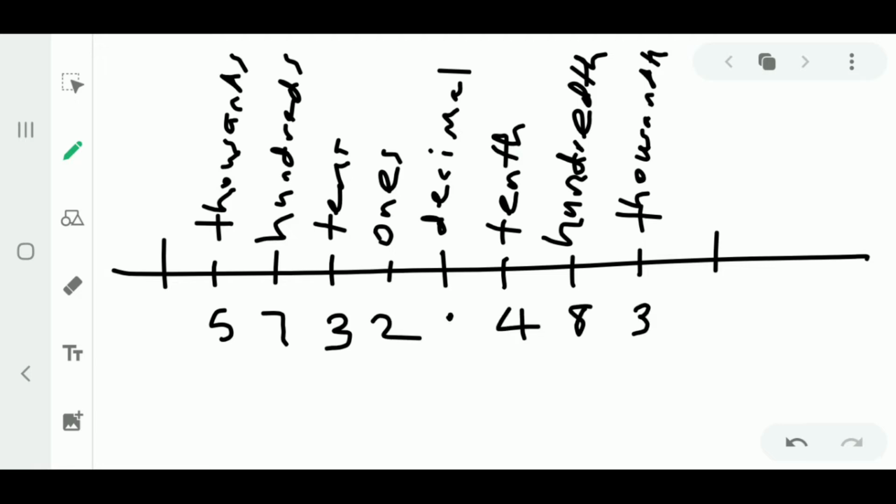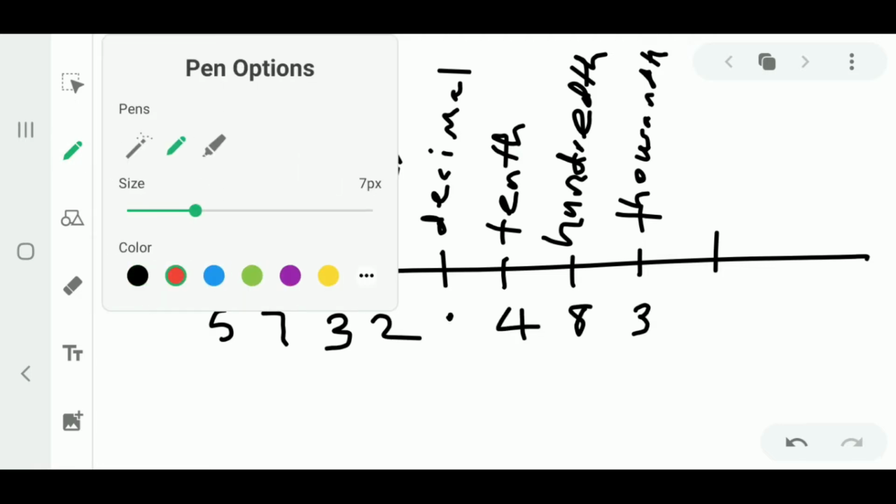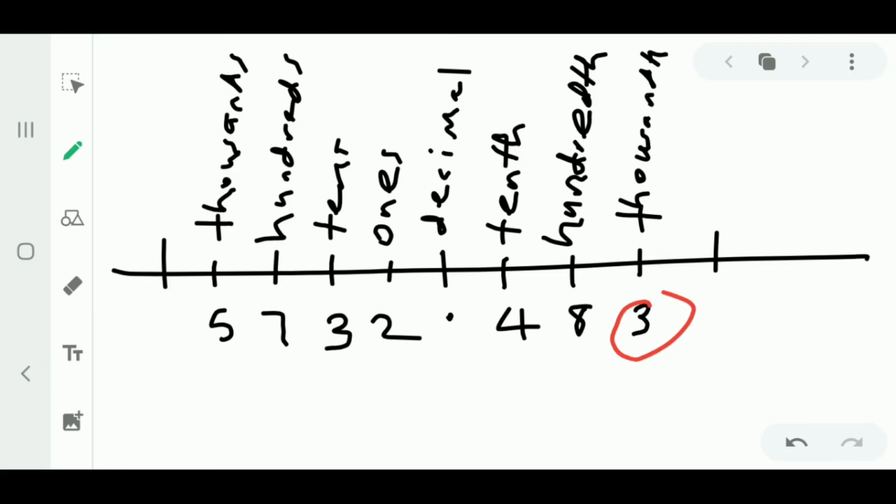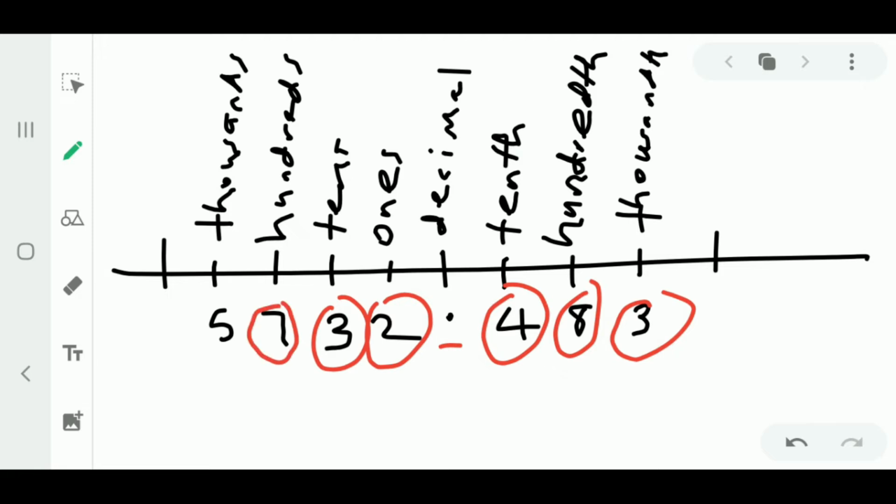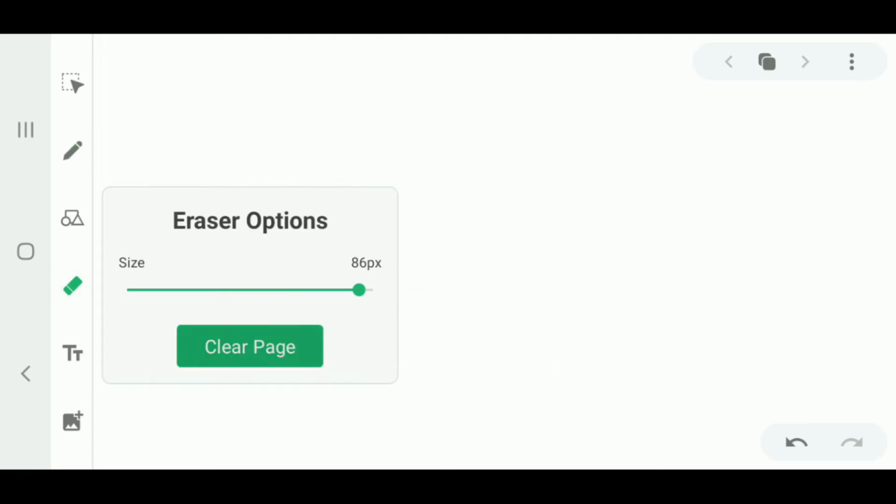So let's say we have a number 5732483. The number 3 here is in the thousandth position, 8 is in the hundredth position, 4 is in the tenth position, 2 is in the ones position, 3 is in the tens position, 7 in the hundreds, and 5 in the thousands. So you have to have that mental picture of this diagram in your head to know what value you're rounding. So let's try an example.